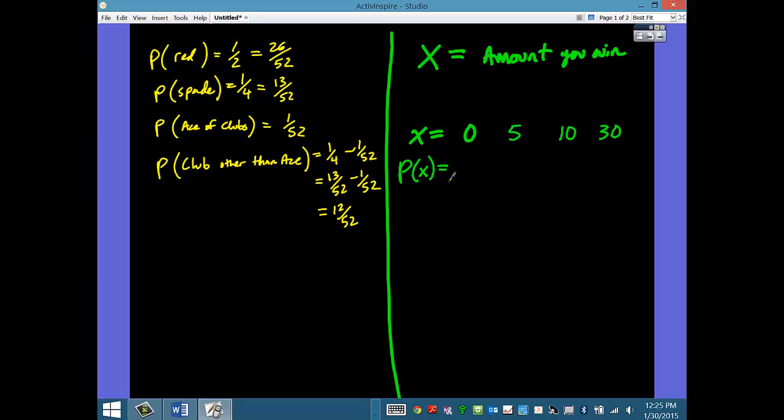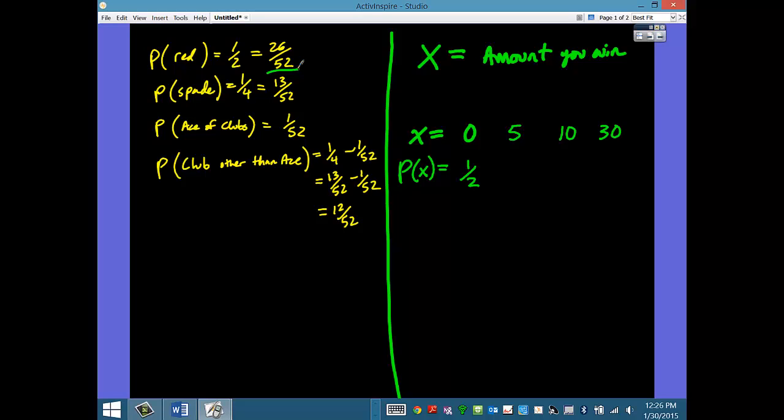So the probability of winning nothing is if it's red. Now hold on a second. Uh-oh, I missed a detail, didn't I? Oh no, I didn't. No, never mind. I just got mixed up for a second. No, a red card is totally exclusive from spade and club. So this really is half the deck. And we can write a half, or we could write 26 over 52, either way.